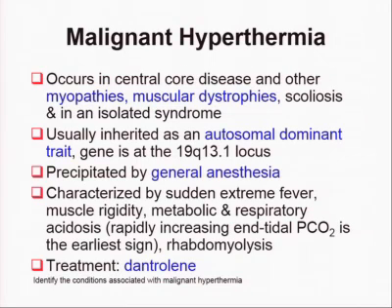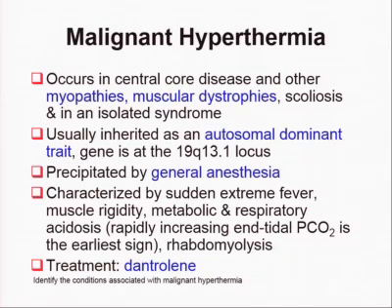It's autosomal dominant inheritance, precipitated by general anesthesia. That was a clue in our patient. And again, it's characterized by sudden extreme fever, muscle rigidity, and metabolic and respiratory acidosis. The first sign, especially if they're under anesthesia, is going to be a rise in your end tidal CO2. The treatment is symptomatic as well as dantrolene.